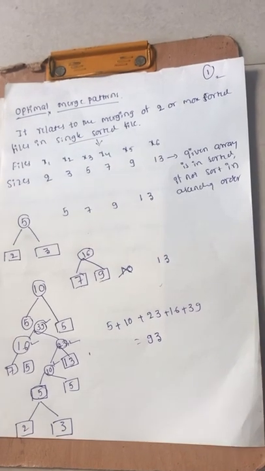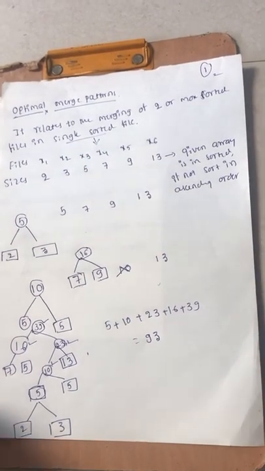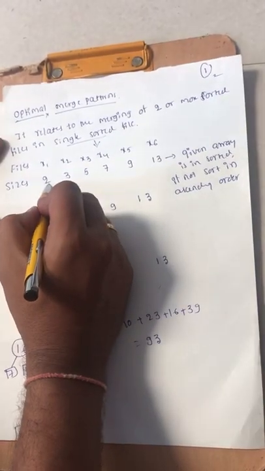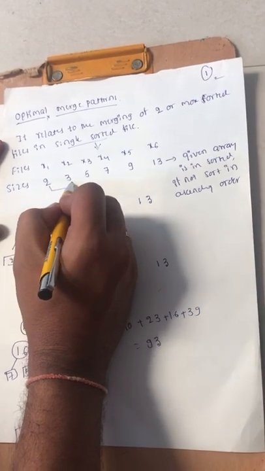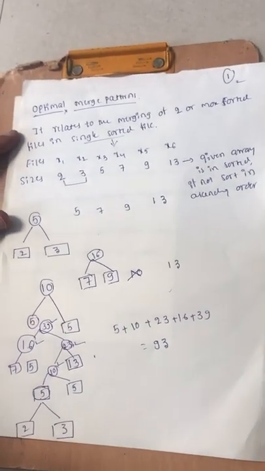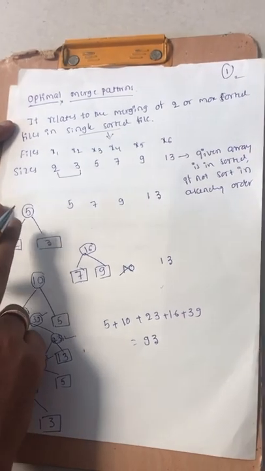Initially, what we are going to do is take the two file sizes, 2 and 3. 2 plus 3 will be 5 now.